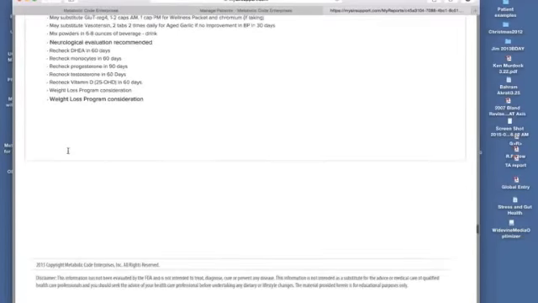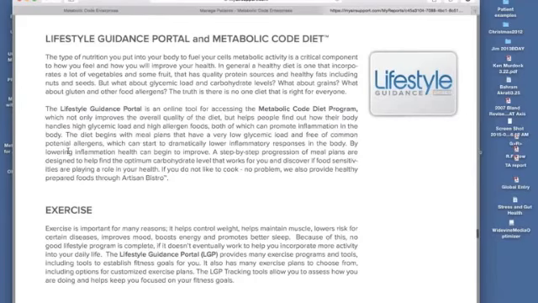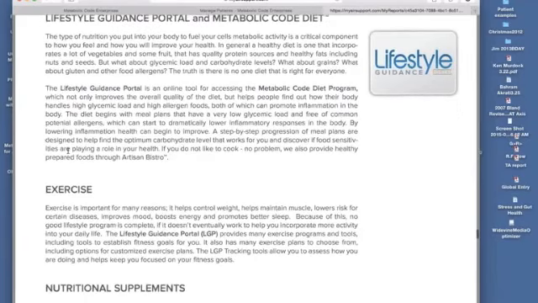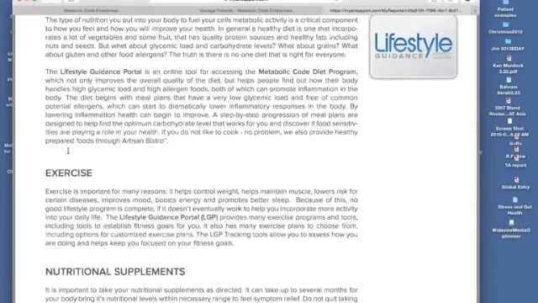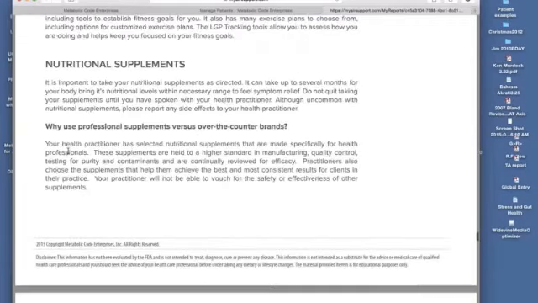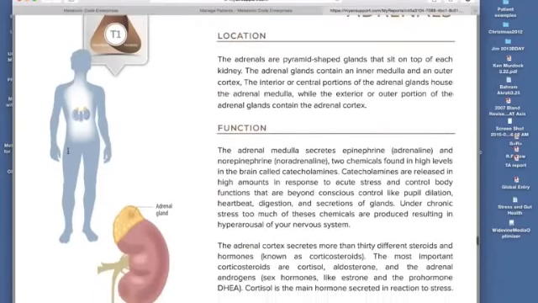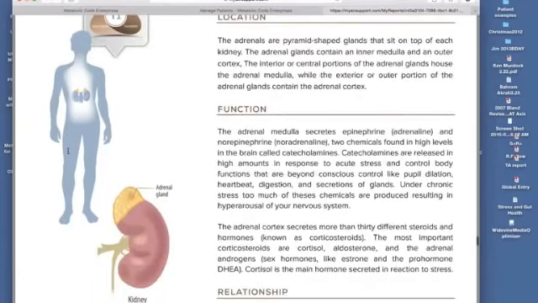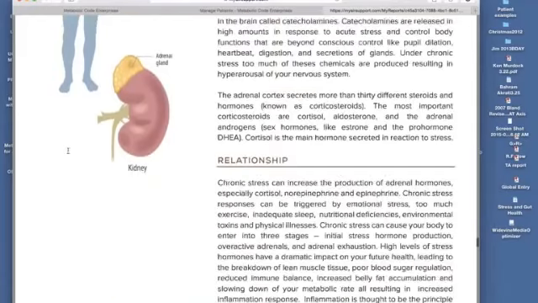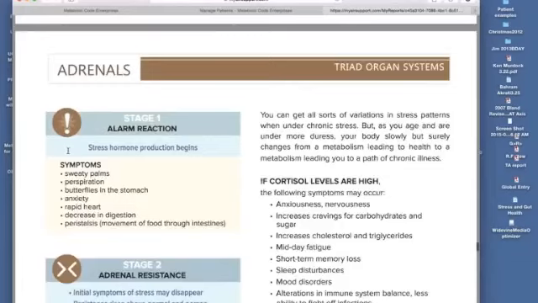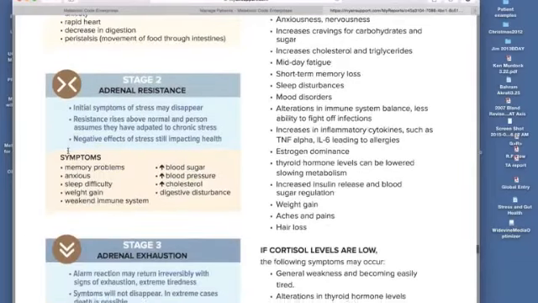The next piece, of course, is going to the Lifestyle Guidance Portal. John's going to cover that, so this will lead them to what kind of diet and what type of exercise plan. The last piece that we have are these, I think, really nice renderings of each of the organ systems, with an explanation of what your adrenal glands are, where they are, what they do, why they fail, what is stress, how you are going to feel under stress.